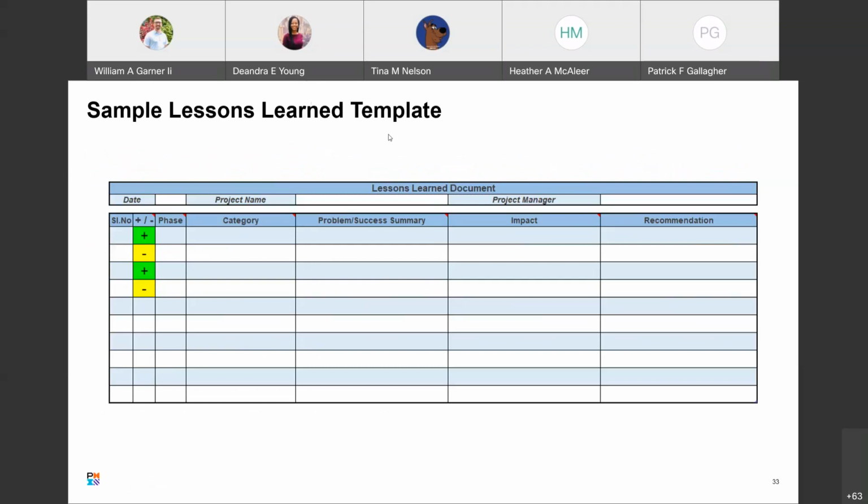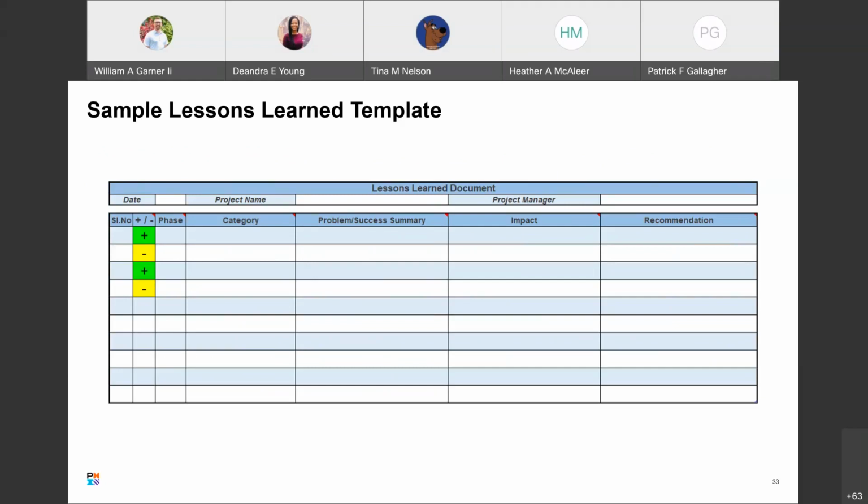What I found when I was going through my PMP prep courses years ago is that we talk about all these tools, all this stuff, but we never see what it looks like. What is the context of this lessons learned register? What is a real template that could be used?